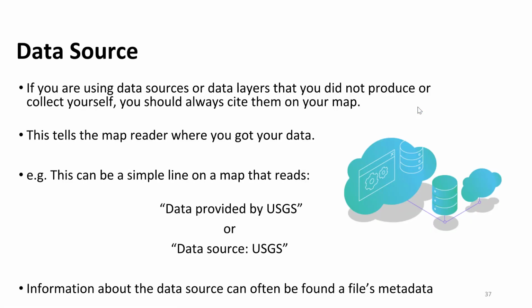Data source is another essential map element that I've included. So if you're using data sources or data layers that you did not produce or collect yourself, you should always cite these on your map. This tells the map reader where you got your data and where they could potentially go and get data from as well. It could be a simple line on a map that reads data provided by whatever site or source you got it from. The information for the data can also be found in a file's metadata.